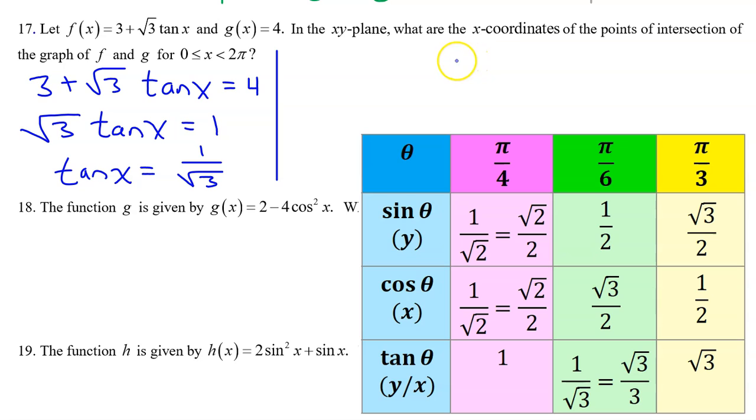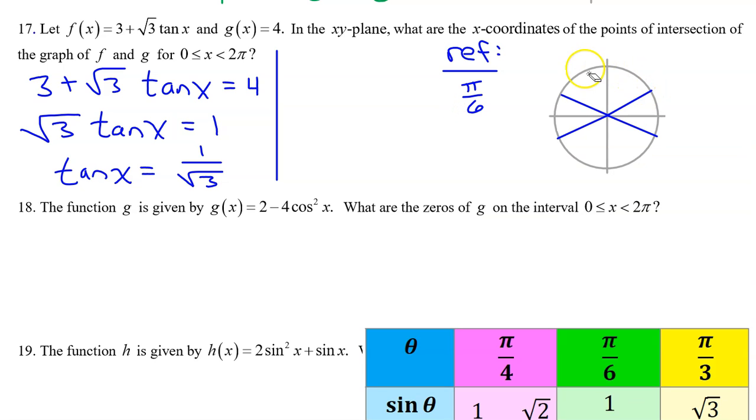We can find the reference angle by asking ourselves the tangent of what angle is equal to 1 over radical 3. We have memorized that the tangent of pi over 6 is 1 over radical 3. So that means the reference angle is pi over 6. On the interval from 0 to 2 pi, here are the four angles with a reference angle of pi over 6.